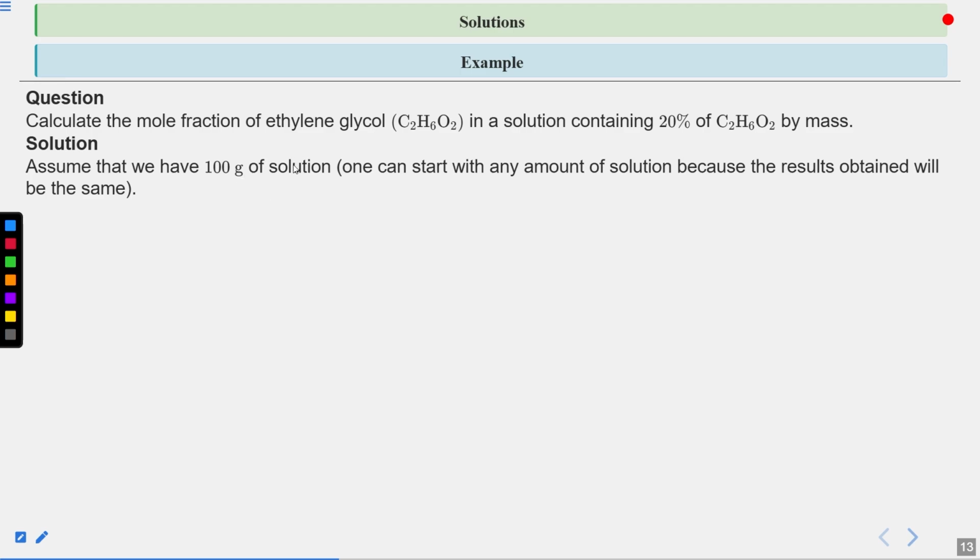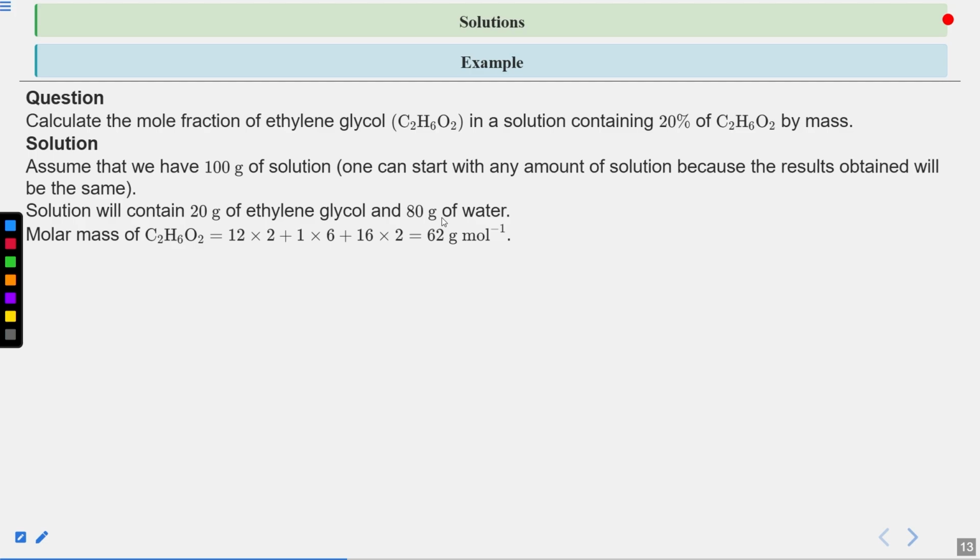So first of all, if we are saying that 20% C2H6O2, it means that 100 gram of the solution will contain how much? 20 gram of this ethylene glycol. We have seen this terminology previously. And what will be the mass of water? It will be 80 gram, the remaining part.